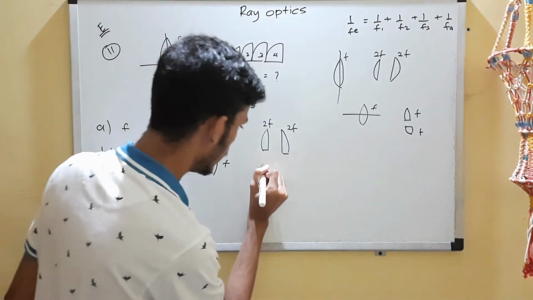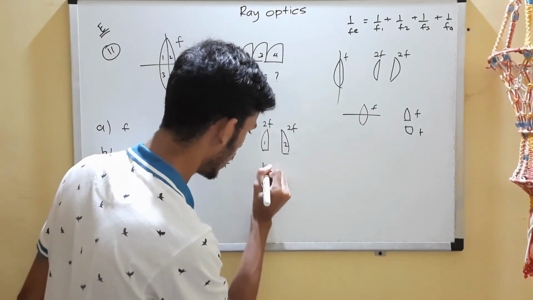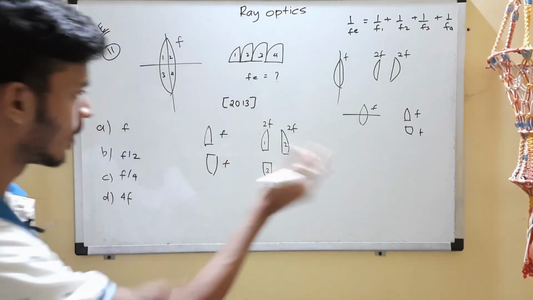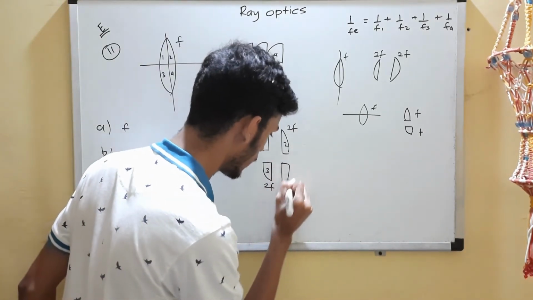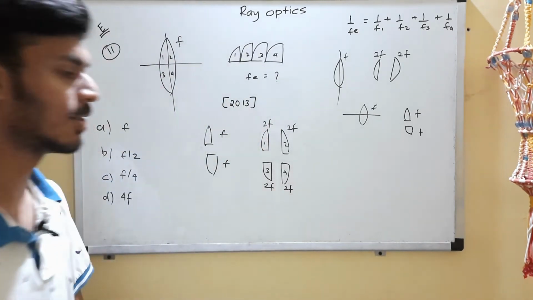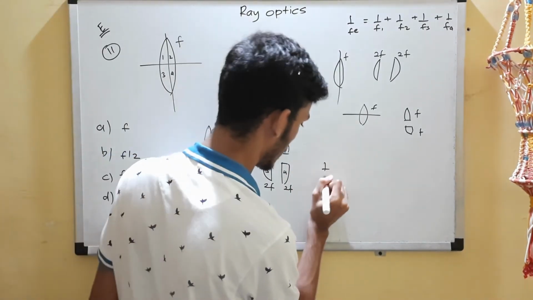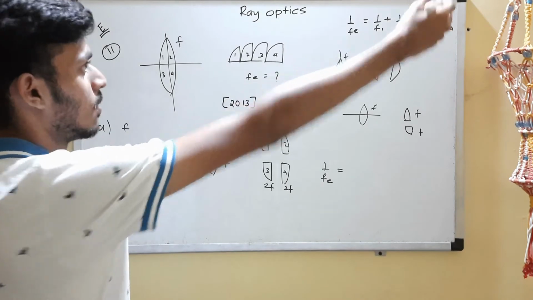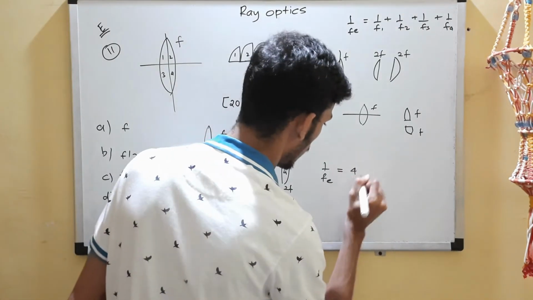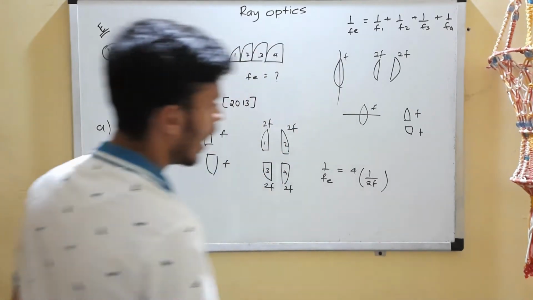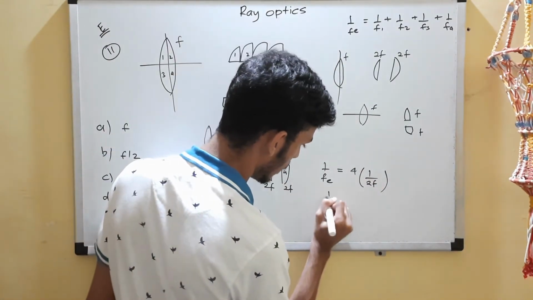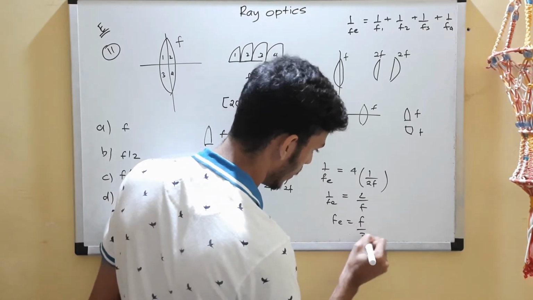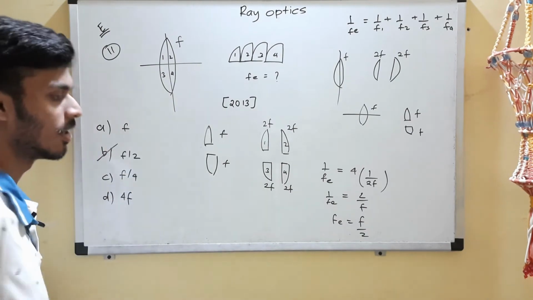Here also when you cut, this is piece 1, this is piece 2, here we have piece 3. It will also become 2f. And here again piece 4 will become 2f. So we have 4 pieces with focal lengths 2f each. So the combination will be 1 upon 2f plus 1 upon 2f plus 1 upon 2f plus 1 upon 2f, so 4 times 1 upon 2f. We can cancel this as 2 times. So 1 upon fe is 2 by f, or fe is f by 2. So the correct choice over here is f by 2.